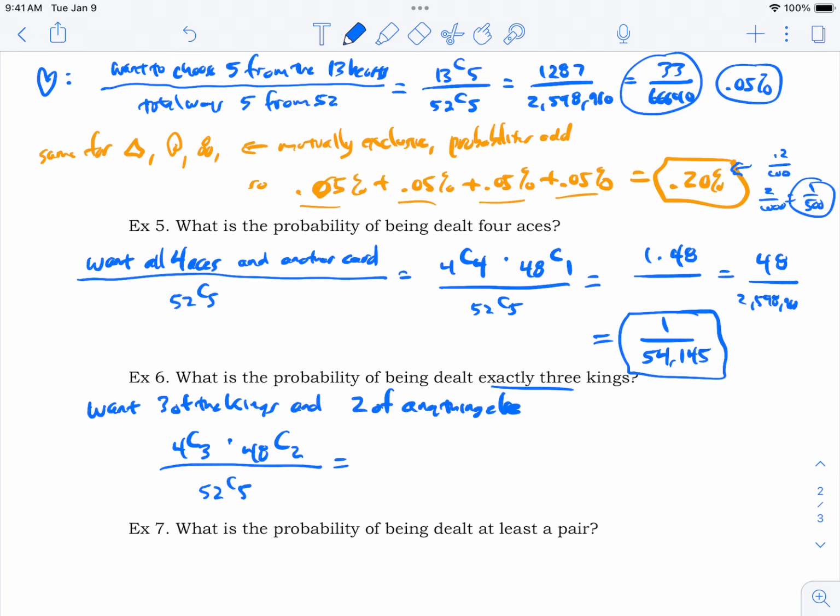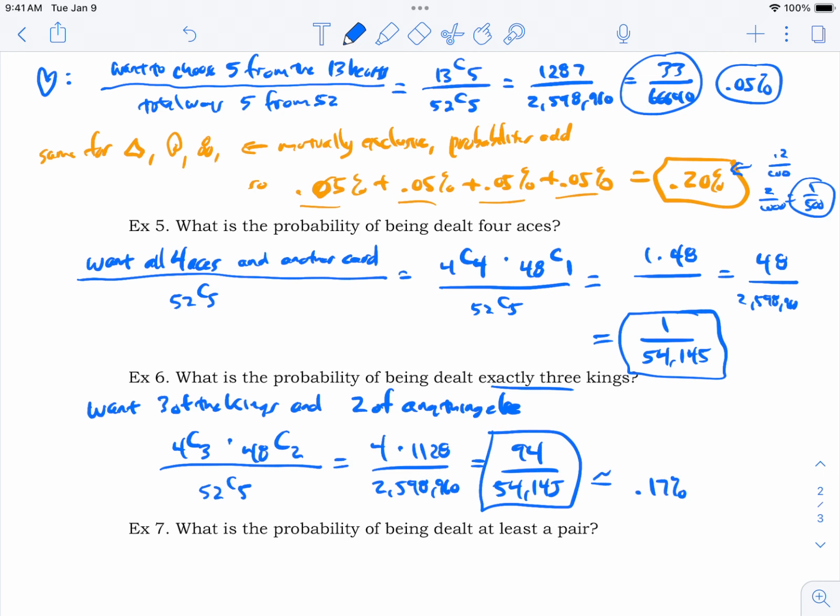The 4 choose 3 comes out to 4. The 48 choose 2 comes out to, whoops, not 4, comes out to 1128. And that's all over the 2,598,960. Start to remember that number after a while. If you multiply that all out and then have your calculator reduce it for you, it's 94 out of 54,145. So those numbers are the same anyway. But it's 94 out of 54,145. If you want to make a percent out of that, it's about 0.17%.